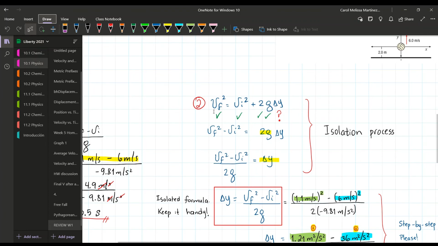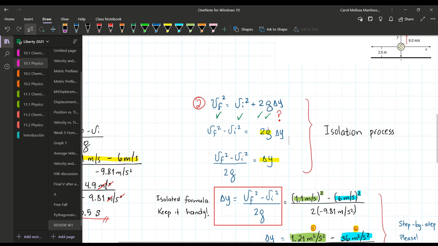Why is this formula so useful? You have the final velocity given in the problem. You have the initial velocity, which is also given in the problem. 2 is a constant. Gravity is a constant, almost. And delta y is your unknown, which means that you can make an isolation process to get it. So the first thing I do is send the initial velocity to the other side by making a different operation. In this case it was adding, now it will be subtracting, just like I have over here. And then this is going to be equal to the remaining part of the formula.